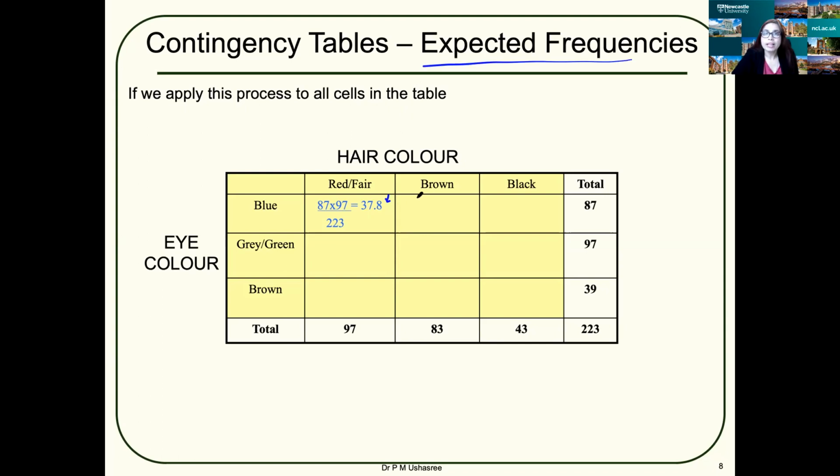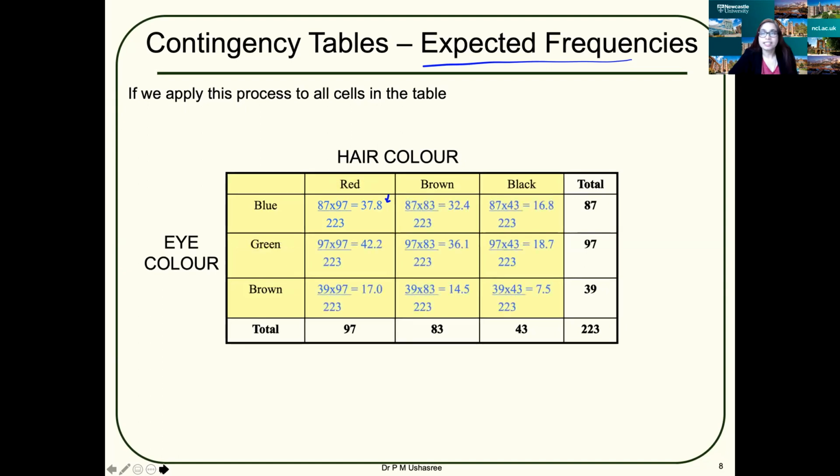Now I want you to calculate the expected frequency for men with brown hair and blue eyes, and similarly for each cell, and write it down. Well done. Thank you, guys. Good. That's correct.